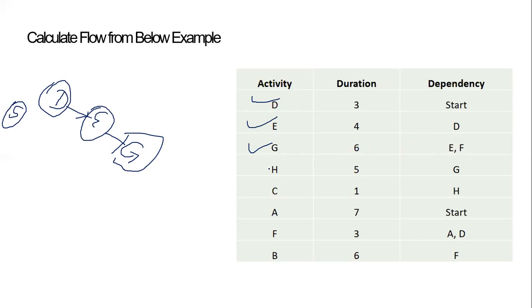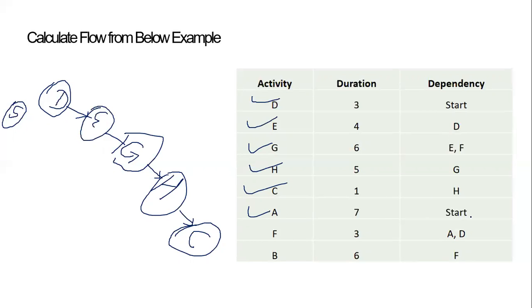Then there is H, which is depending on G. We have a better drawing in the next slide, so bear with me for a second. Then we have C depending on H. All right, one more. So there is a long path, it looks like. Now again it's going back to A, which is again from a start. So these are two activities from a start. What does that mean? Start has two paths here. One is going to D, one is going to A. So there is another thread or branch or path we started.